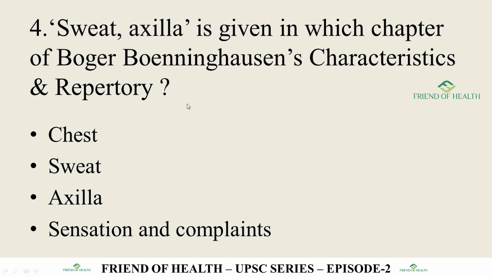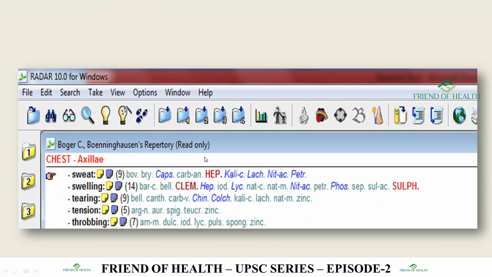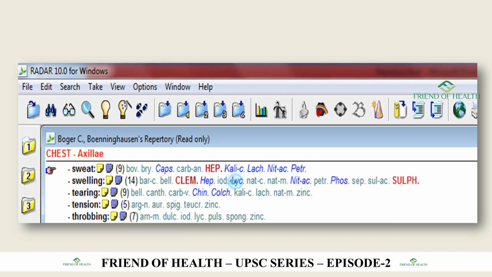So these 4 repertories you should know the rubrics very nicely, because otherwise you cannot top the exams, because questions can come from rubric hunting, etc. So here it is a rubric hunting. Sweat axilla is given, which chapter? Answer is chest, and you can see in Boger Boenninghausen's Characteristic Repertory: chest, axillae, sweat. So the chapter is chest, axillae, sweat.